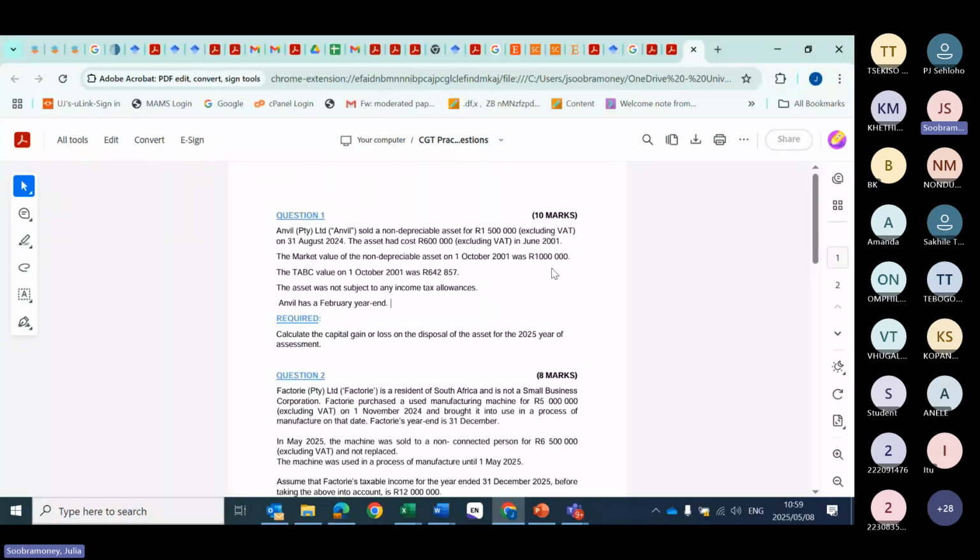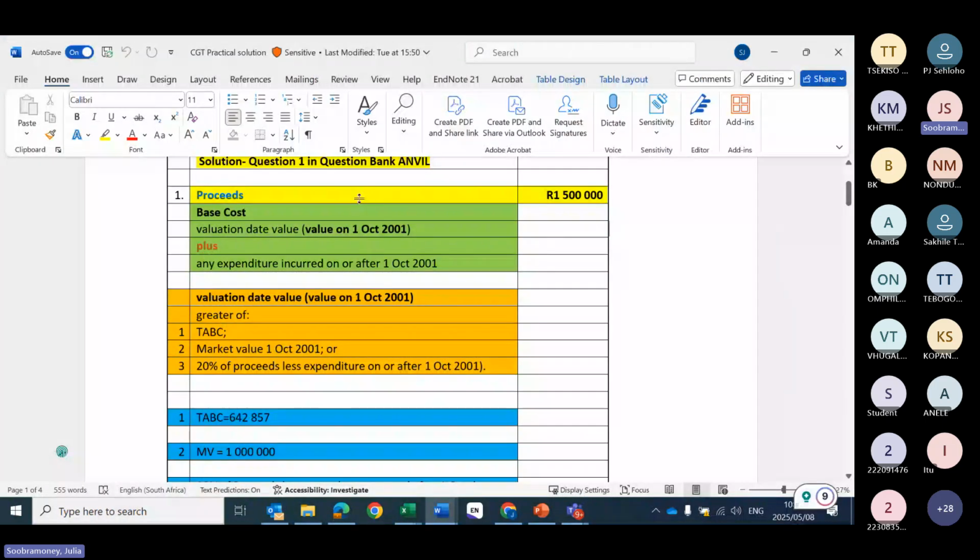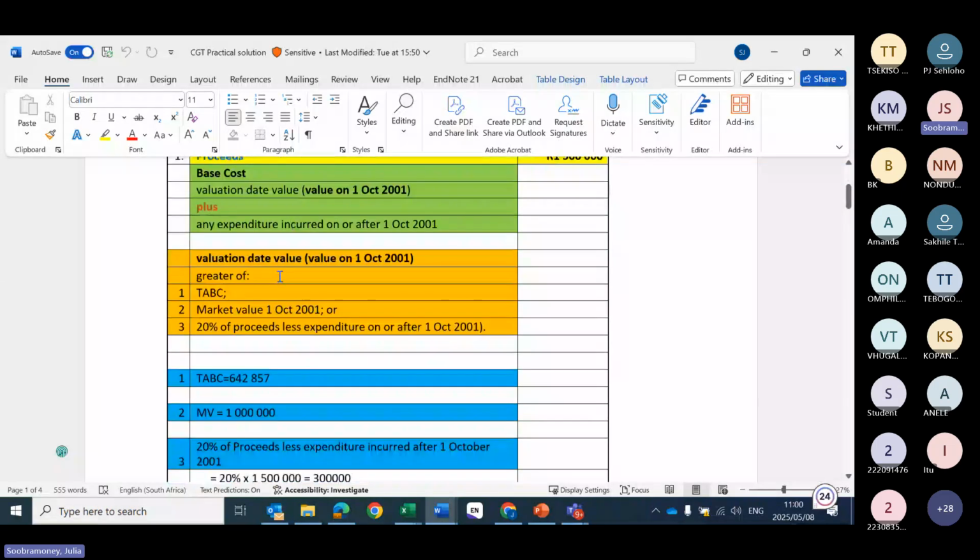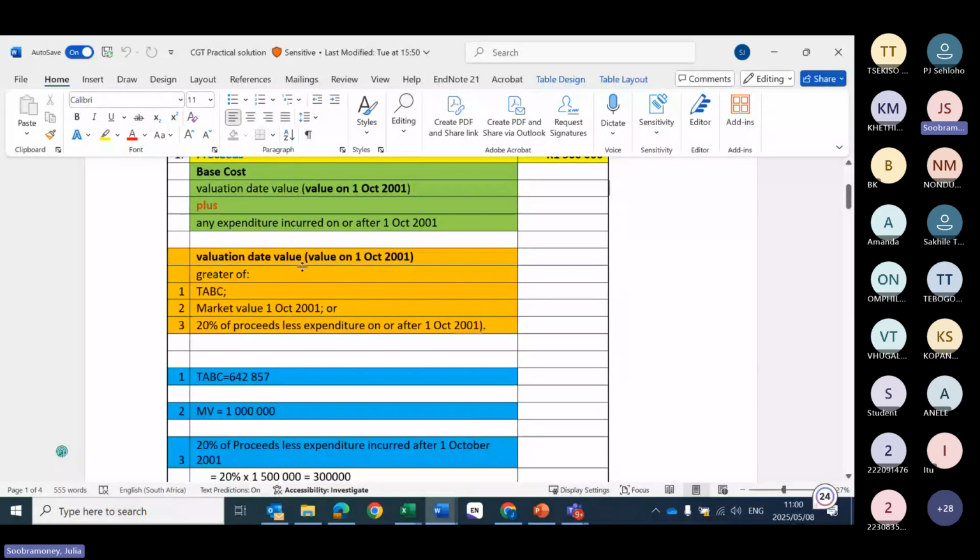So what am I going to do here? The green part is just showing you your final answer, once you've determined the value on 1 October. So let's have a look at the orange part. Valuation date value. What is the value on 1 October 2001? Greater of TABC, market value on 1 October, or 20% proceeds. Okay. So what is my TABC? I gave it to you in the question, 642,857. What is my market value? I also gave that to you in the question, 1 million.